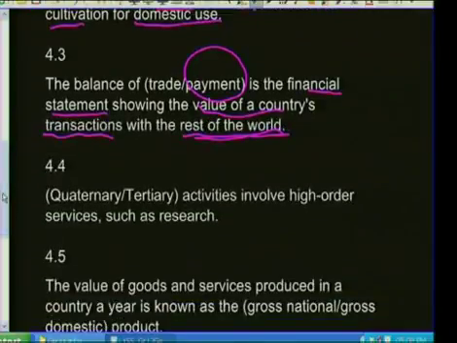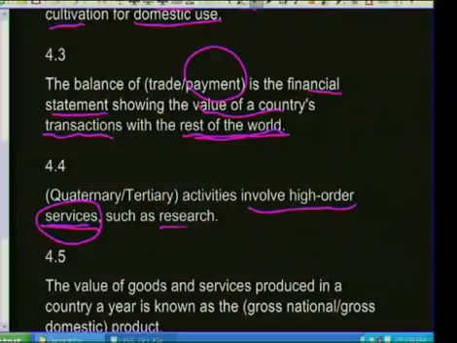All right. Now, activities involve high order services. And what happened here? Learners saw the word services, and immediately when they saw the word services, it's tertiary. They didn't go further, and that is why it's so important to highlight your words, such as research. And immediately, research makes it quaternary. All right, you got that?